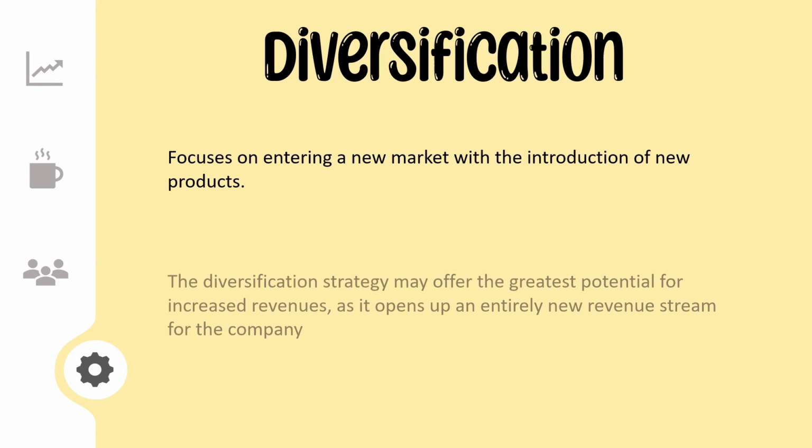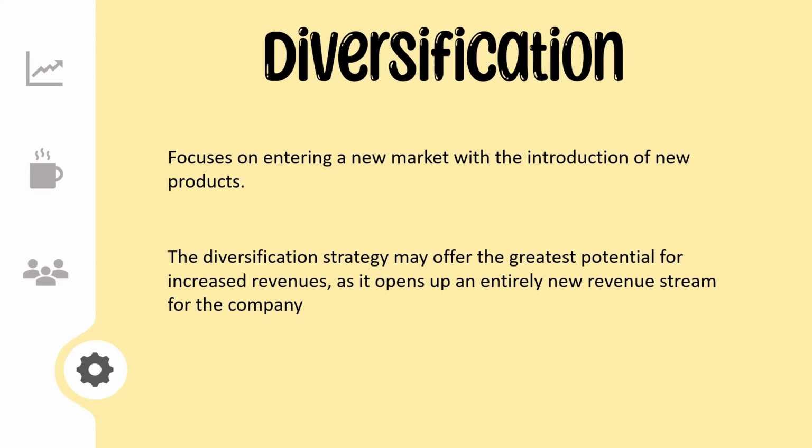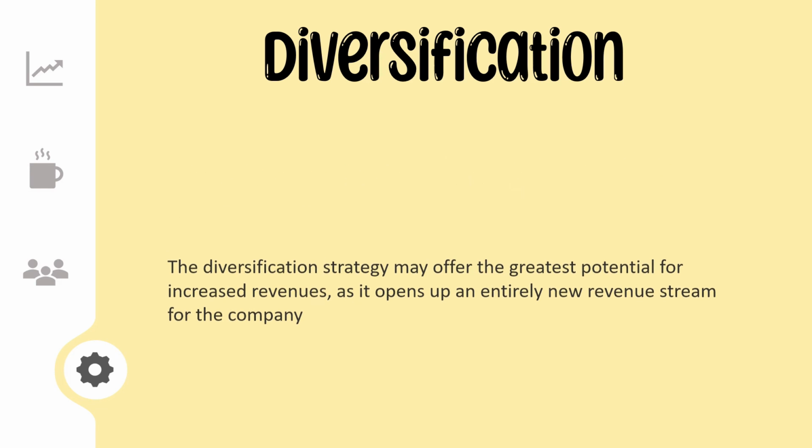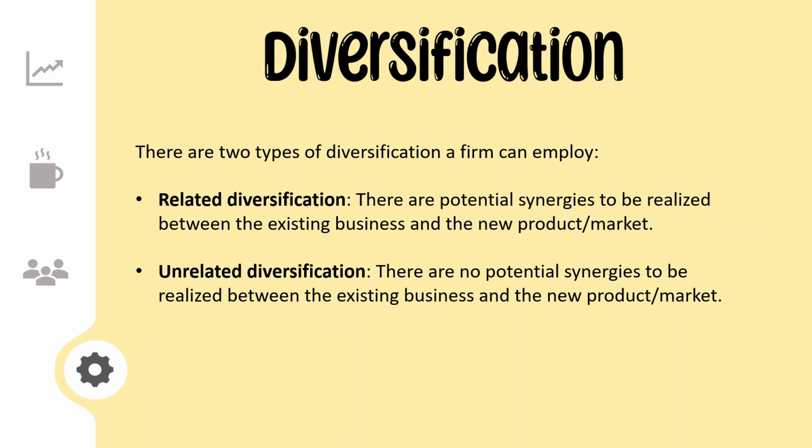So for the last one, which is diversification, it focuses on entering a new market with the introduction of new products. The diversification strategy may offer the greatest potential for increased revenues. There are two types of diversification a firm can employ, which is related and unrelated. So for related, it is where there are potential synergies to be realized between the existing business and the new products, while for unrelated, it is where there are no potential synergies to be realized between the existing business and the new products.